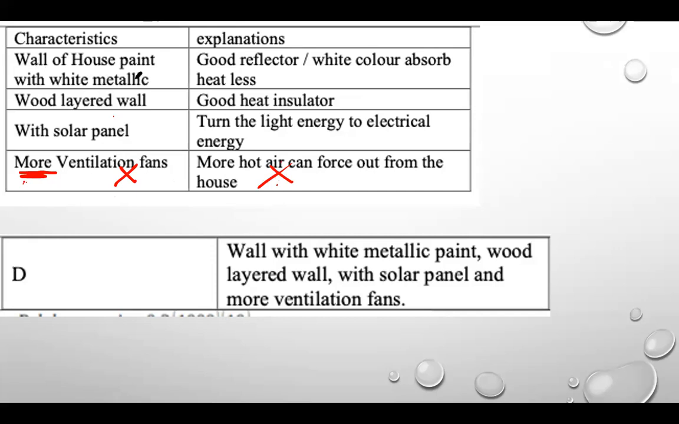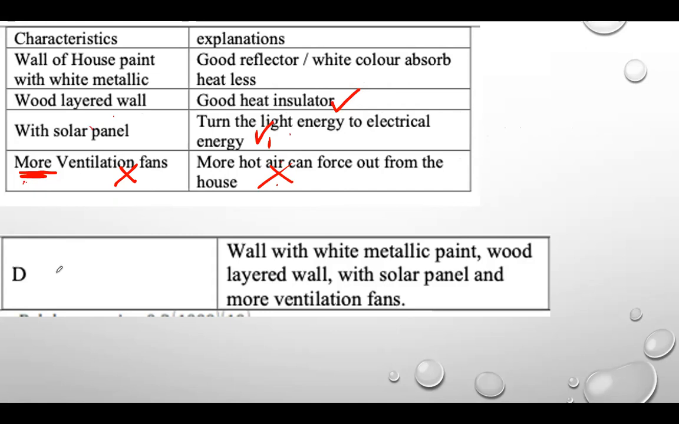So wall of house is white metallic. A lot of you like to say good reflector. Some of you say white color absorbs heat less. Wood layer wall is a good heat insulator. With solar panel, this one, turn light energy to electrical energy is the main function. Ramai yang tulis environmentally friendly. Ada yang tulis safe electricity. Saya tidak terima, because the function of the solar panel is to turn light energy to electrical energy.